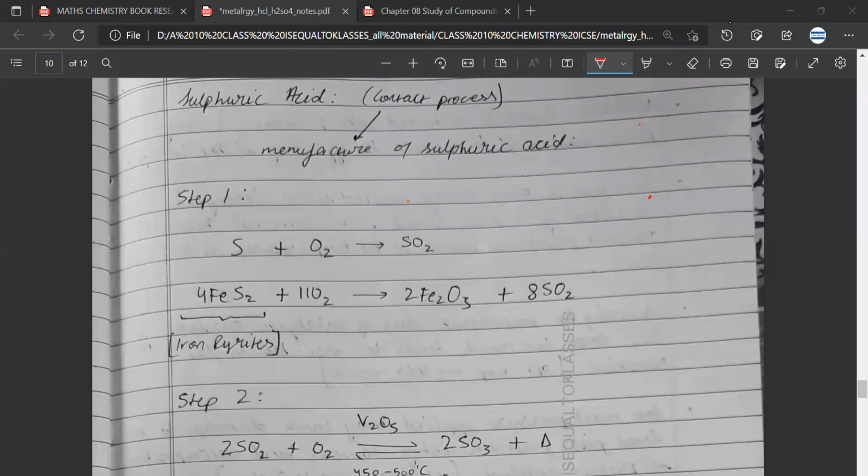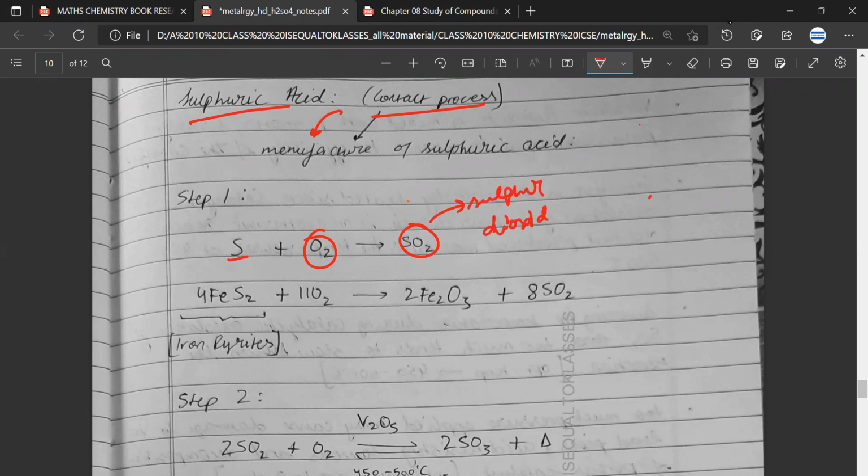So in this video we'll be covering sulfuric acid, and we'll start with the contact process, which is also the name for the manufacture of sulfuric acid. The first step is S plus O2 gives SO2, so S signifies sulfur and O2 signifies oxygen, and this is also known as sulfur dioxide. This is one of the two reactions you can use.